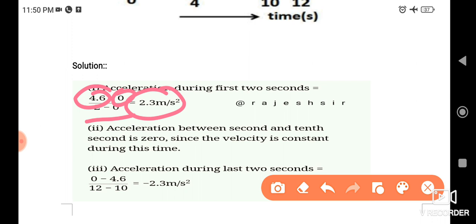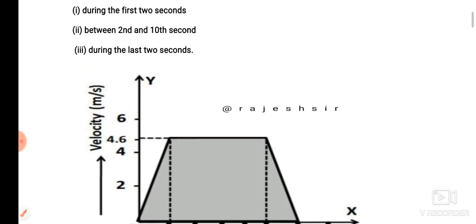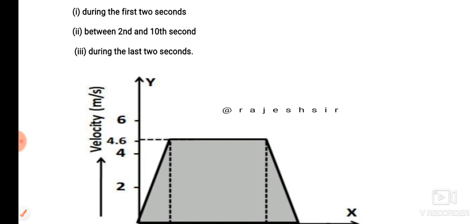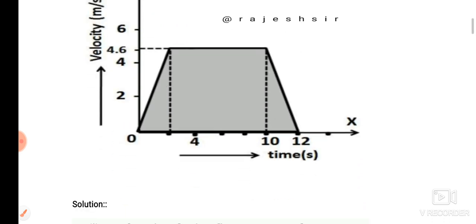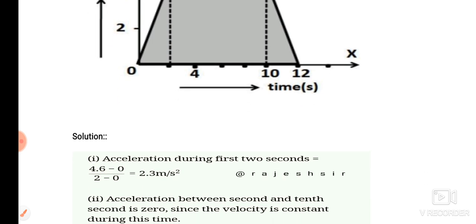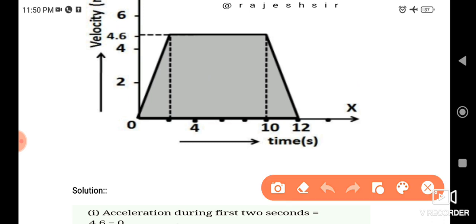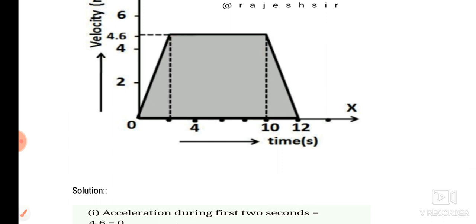Let us see the next question. The next question is, what is the acceleration between the second and the 10th second? You can see the seconds here, and I can mark from here till here. We need to find the acceleration. What you can see is a straight line, and a straight line means no change in velocity. So here the acceleration will be 0, because it's forming a straight line.